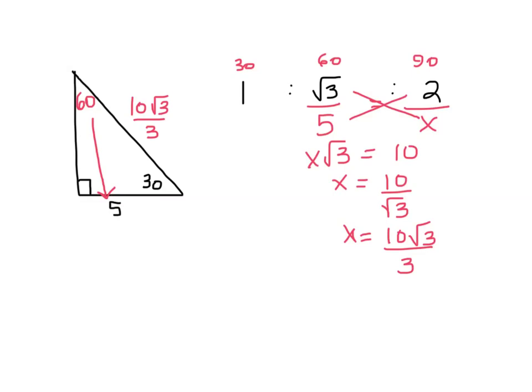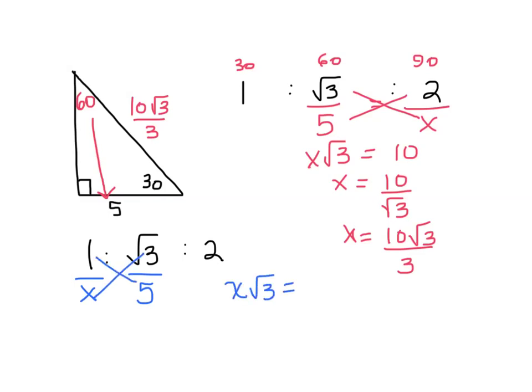Now I can do it again. 1, radical 3, 2. I was given the side opposite the 60, but now I want to find the side opposite the 30. So this is going to be x radical 3 equals 5. Doing the same thing will give me x equals 5 radical 3 over 3. So the side opposite the 30 is 5 radical 3 over 3.